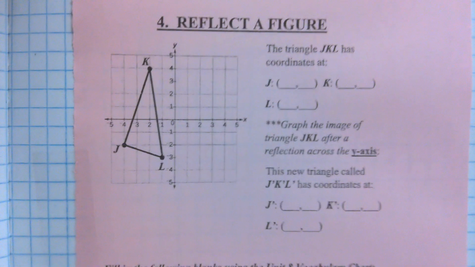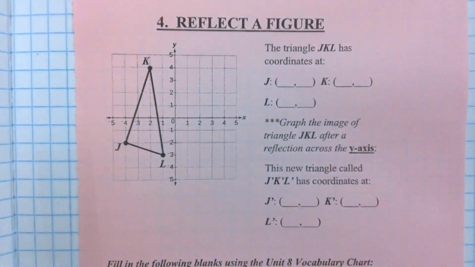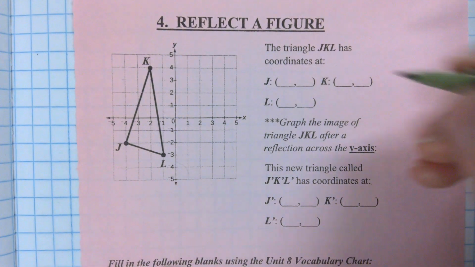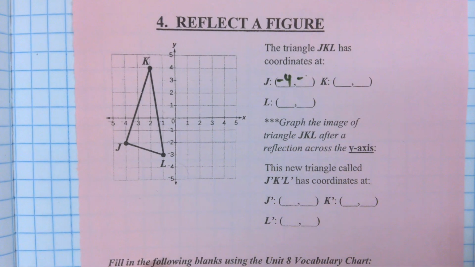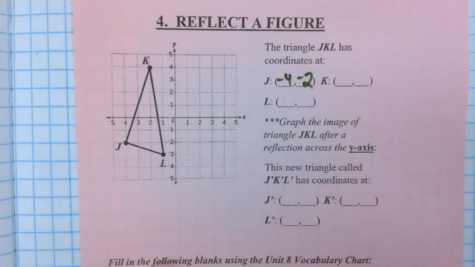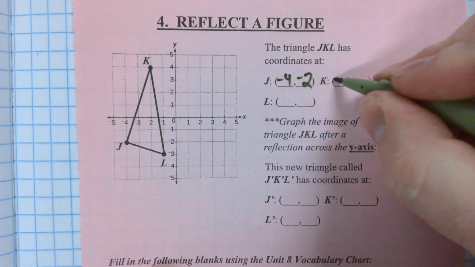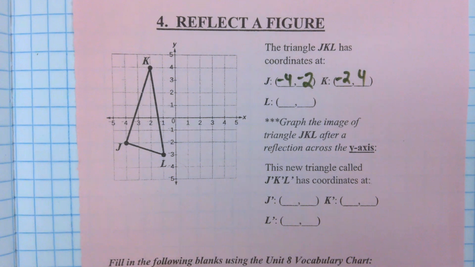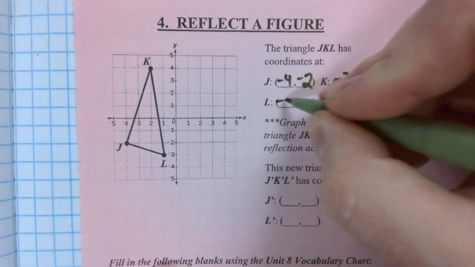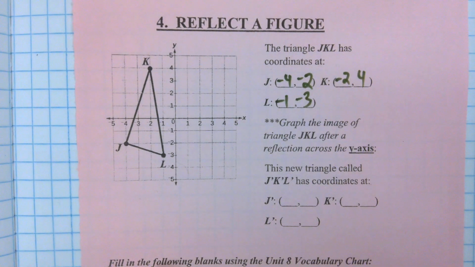Okay. Finally, let's reflect a whole triangle. We've got triangle JKL. Who's got my J coordinates here? Darius? -4. Yep. And -4, negative what? 2. Perfect. Who's got K? Ida? -2, 4. And L, Iona? -1, -3.